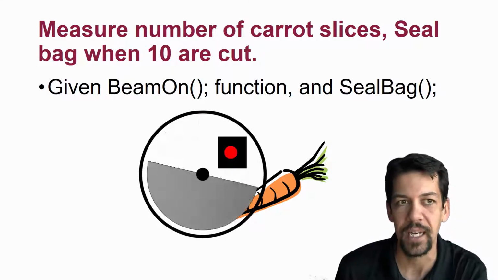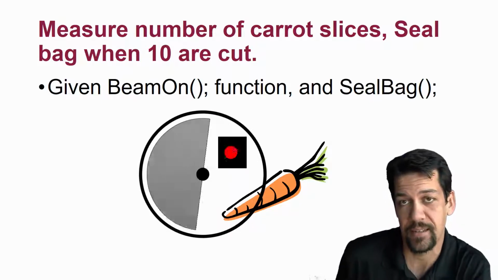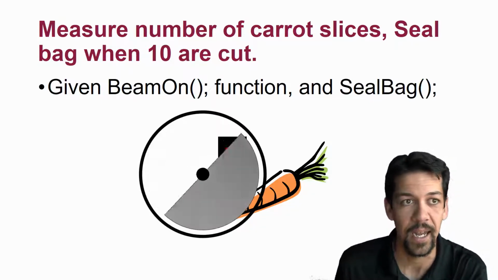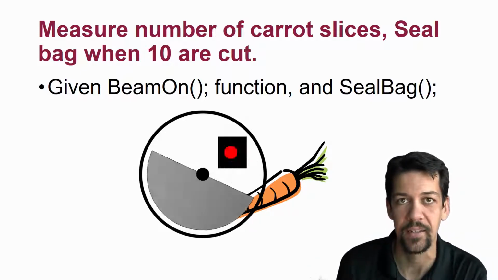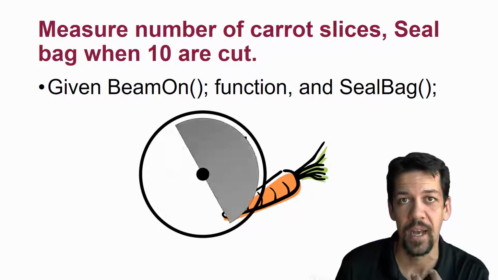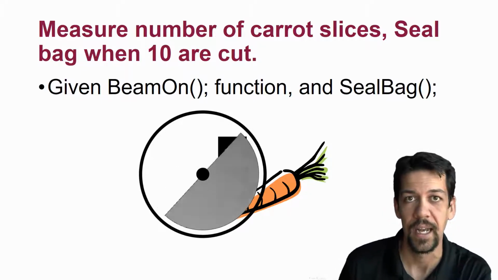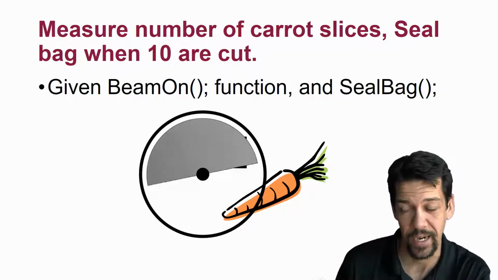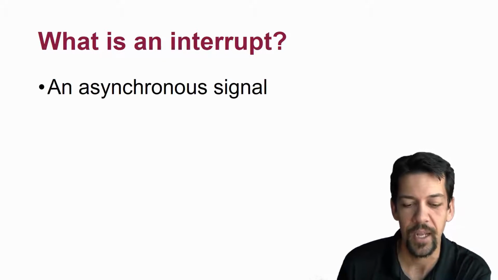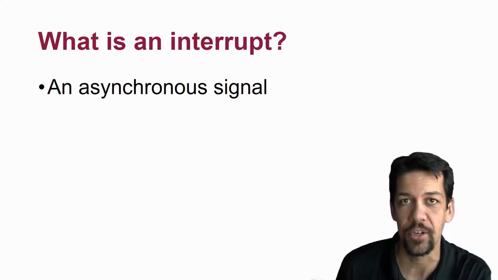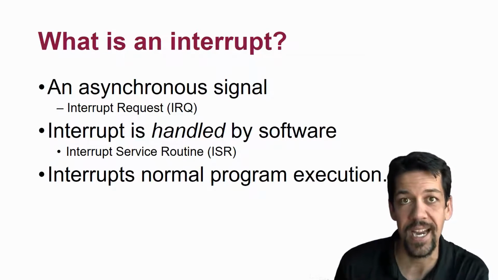The problem is if I'm doing this and I'm doing something else, like I'm sealing the bag, say sealing the bag takes a second or two, we've got to heat seal it, and that takes a couple of seconds, then I might miss some of the slices that are going through, and I might end up with more or less in a bag, and that's bad for business, right? So the idea behind interrupts is it's something in the background that we can set up. It's an asynchronous signal that we can set up to perform a task that is handled by software.